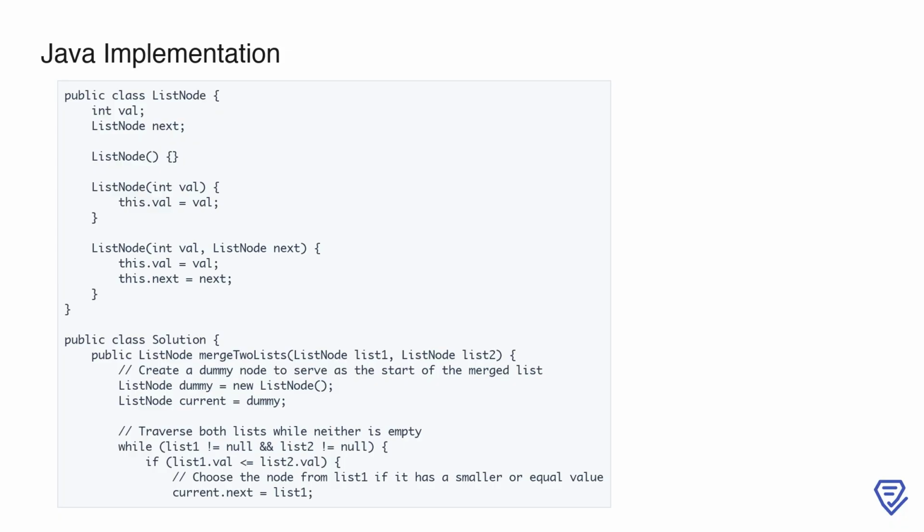Below that, we define the Solution class, which contains the method mergeTwoLists. This method takes two sorted linked lists, list 1 and list 2, as input and merges them into a single sorted linked list. Inside the method, we first create a dummy node, which acts as a placeholder to simplify the logic of managing the merged list. We also initialize a pointer, current, that will help us build the merged list by always pointing to the last node in the new list.